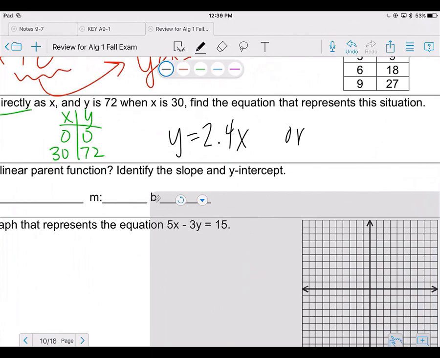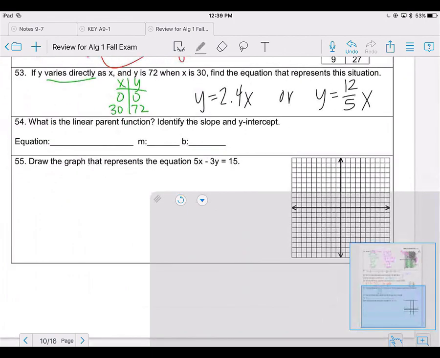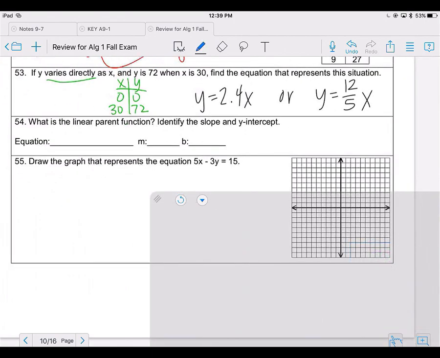Remember that you can do 2.4 math, enter, enter, and it will tell you it is also the fraction 12 over 5 on your final. Some of them will be decimals and some of them will be fractions, so you need to know both.